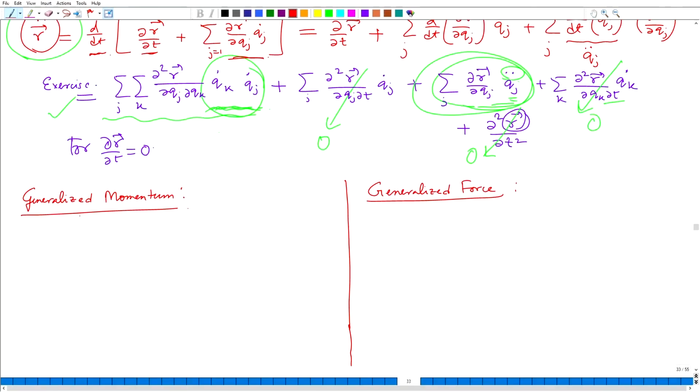Hello and welcome to another lecture of classical motion of a single particle. I just continue the discussion which I started in the previous lecture. I introduce two small concepts which can be interesting. So, the first one is the concept of generalized momentum.